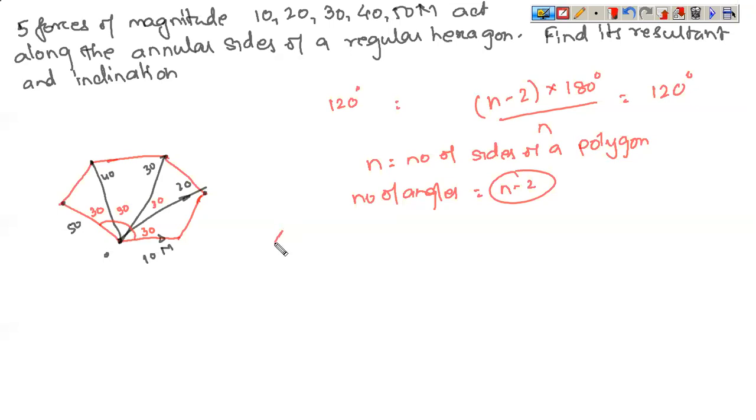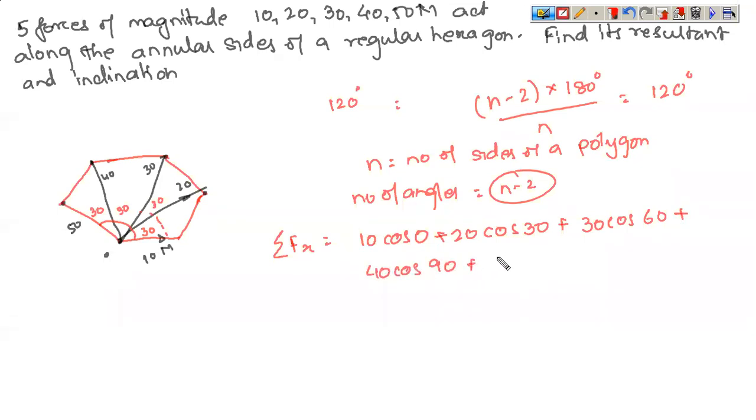So to find out the resultant, first we need to find out Fx. Fx will be how much? 10 cos 0, because this makes an angle of 0 degree. Second one is 20 cos 30. Third one is 30 cos 60. Why 60? Because this is the angle made with the horizontal. So the angle that has to be used is the one made with the horizontal. Plus 40 cos 90 plus 50 cos 120.